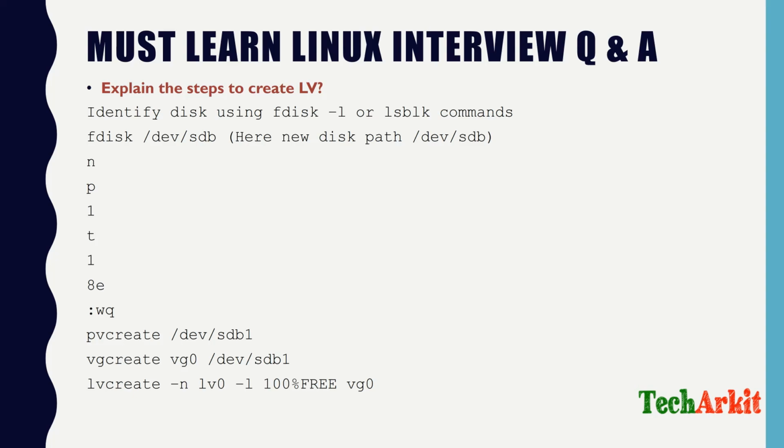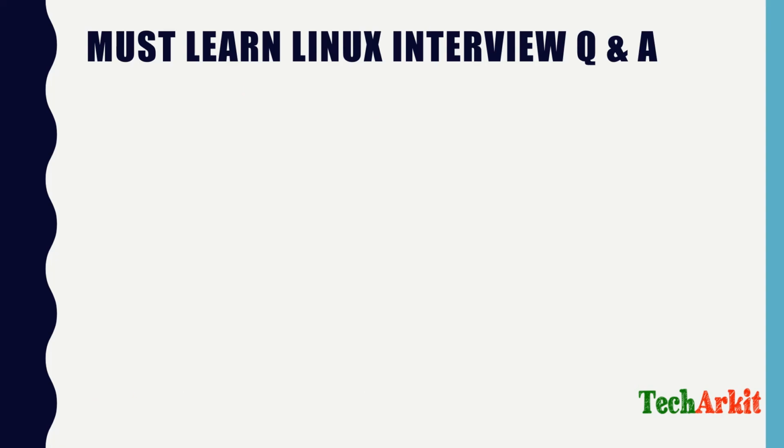With which VG you want to use it, define the LVM size, and run mkfs to make the file system on the particular path, and you can use the mount command to mount it. So this is how you can create the LVM, make the file system and mount it. So that's the way you can do that.